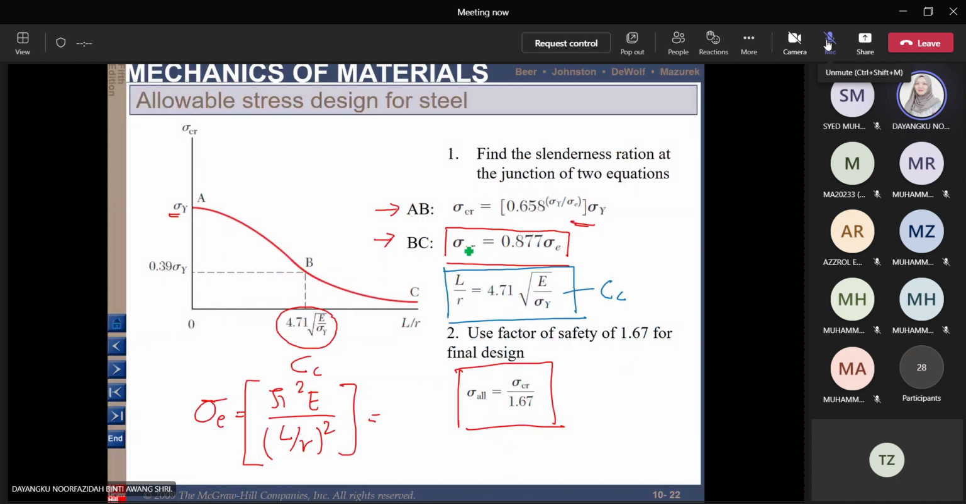So you need to change to BC here. Okay, so the AB here. So you need to change to this one here. Okay, so if our calculation is wrong just now, you need to start all over again.